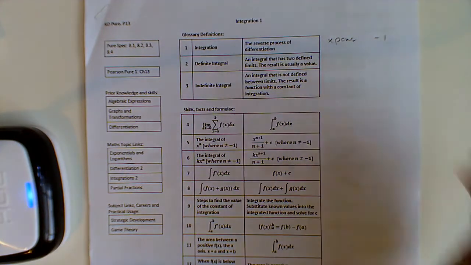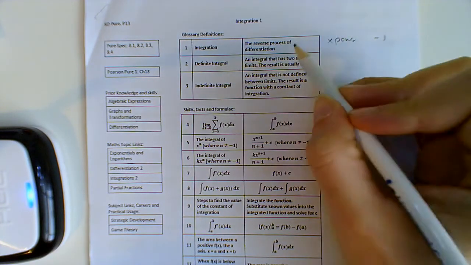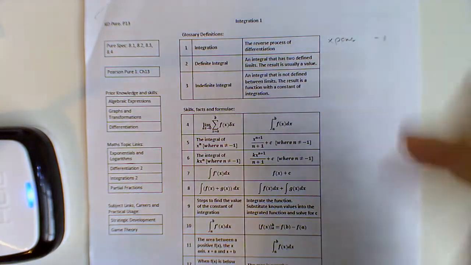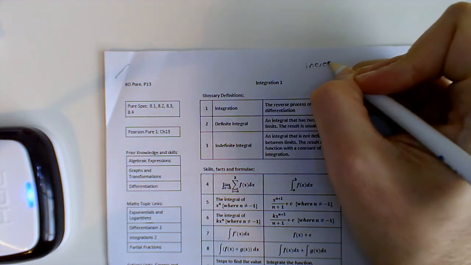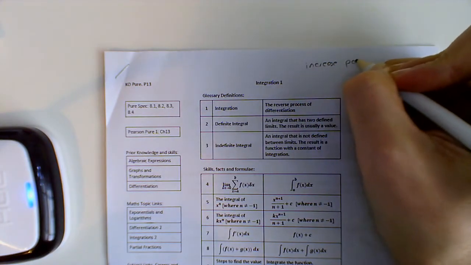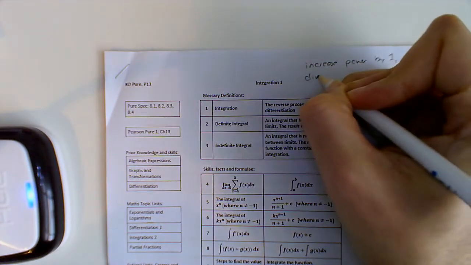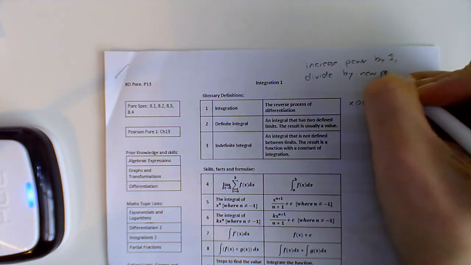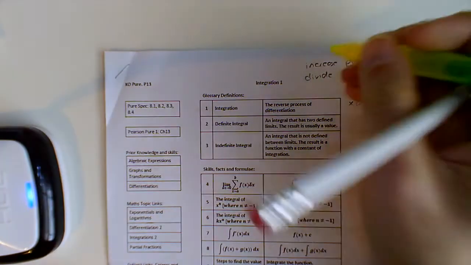So if I want to reverse this, increase the power by 1, divide by the new power. That is how we integrate. If you want to write that down somewhere, you're going to be using it all the time. Increase the power by 1 and divide by the new power. And that is the opposite of differentiating.